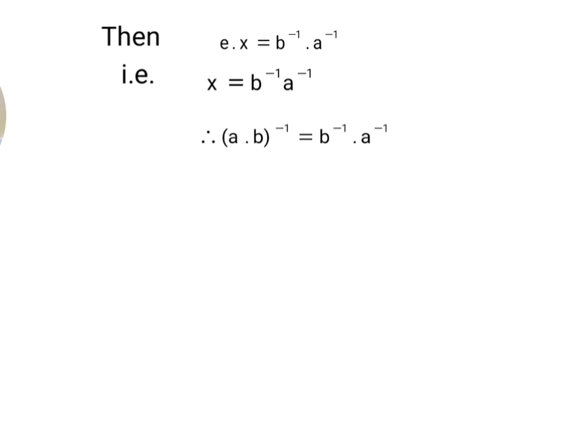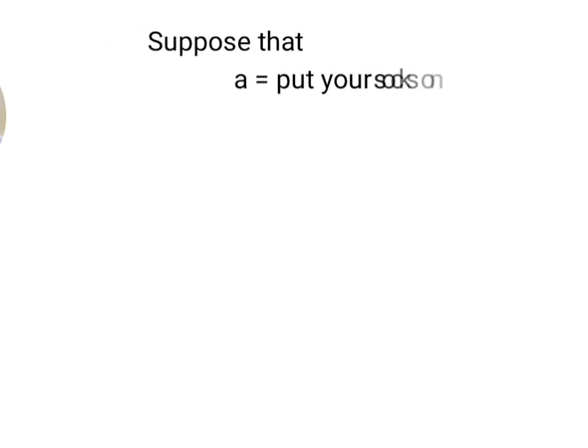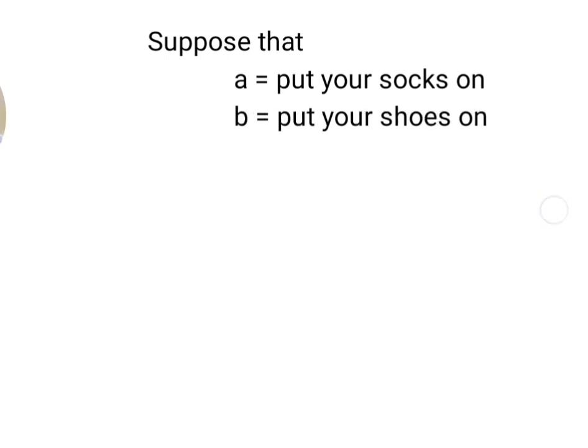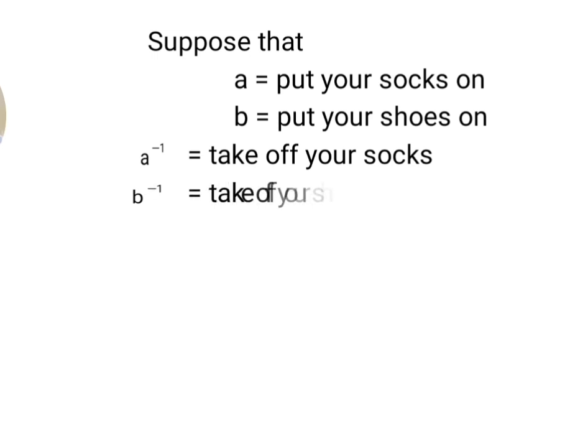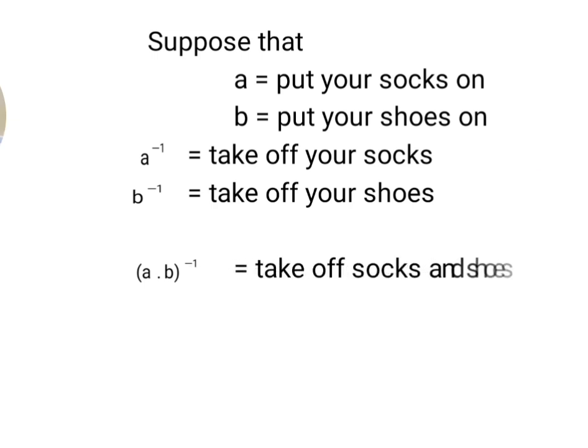Now we see the reason why this property is known as socks and shoes property. For that, suppose we assign A for putting your socks on, B for putting your shoes on, then clearly A inverse is for taking off your socks, B inverse for taking off your shoes. So inverse of AB is nothing but taking them off, means take off your socks and shoes.